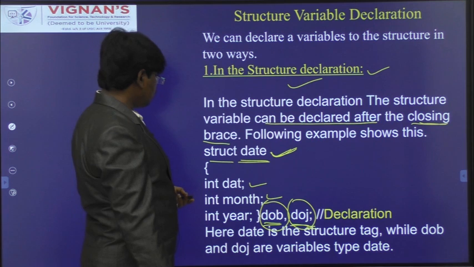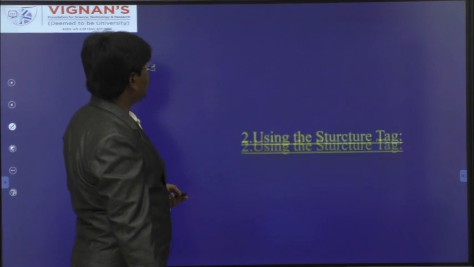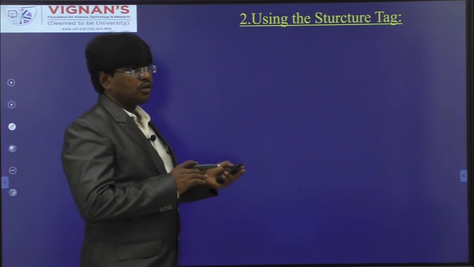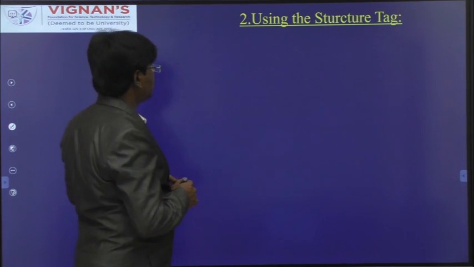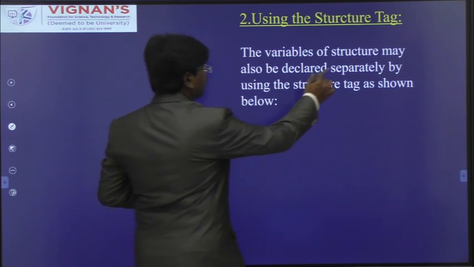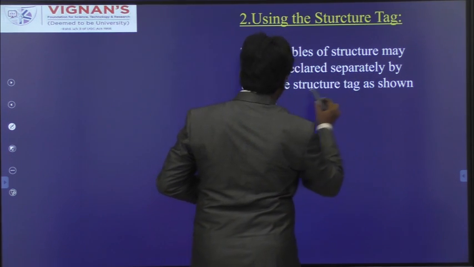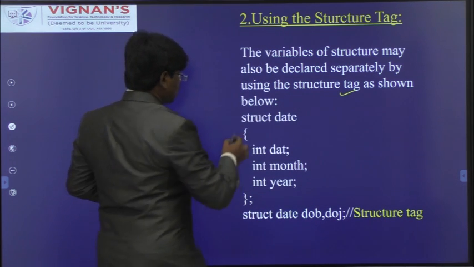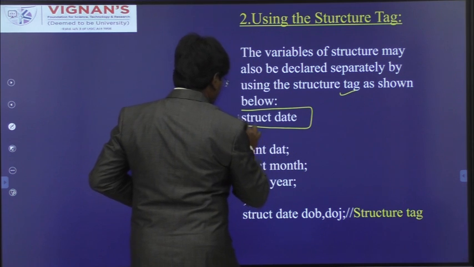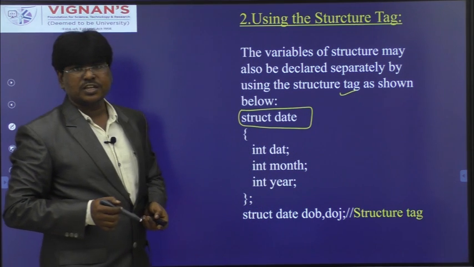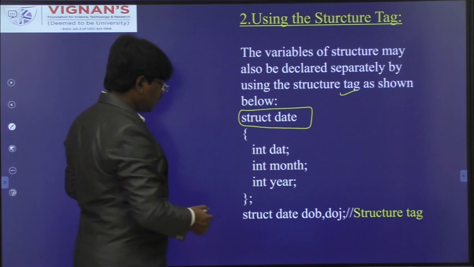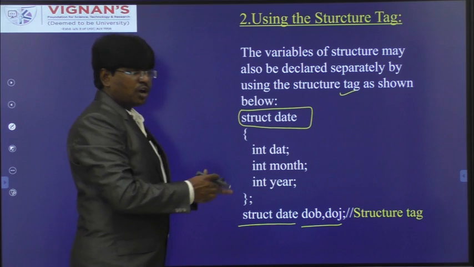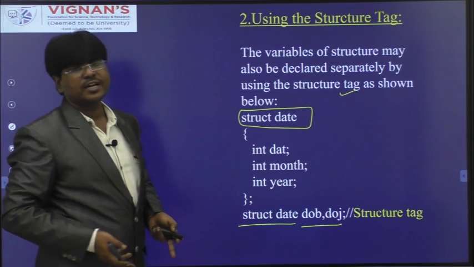Coming to the second one, using the structure tag. A structure tag consists of the structure header. The variables of a structure may also be declared separately by using the structure tag. What is a structure tag? Generally, what we use to declare a structure is called the structure header. If you declare any variables along with the structure header, that is called a structure tag.